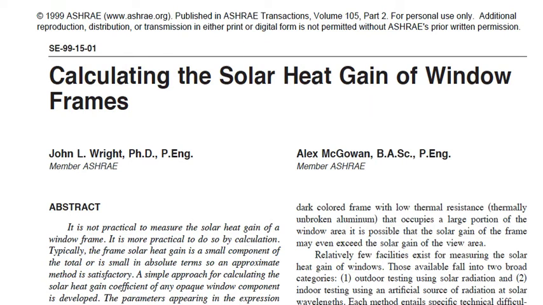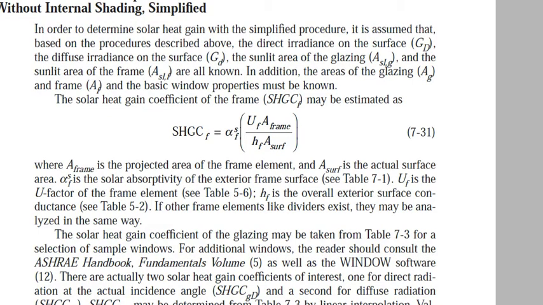And this is a paper that explains the calculation of solar heat gain coefficient of window frames. And we need this information for you to understand the equation that's used in the textbook. The equation in question is this one that's in the textbook. This is equation 7-31. This equation shows you how to calculate the solar heat gain coefficient for the frames of a window.